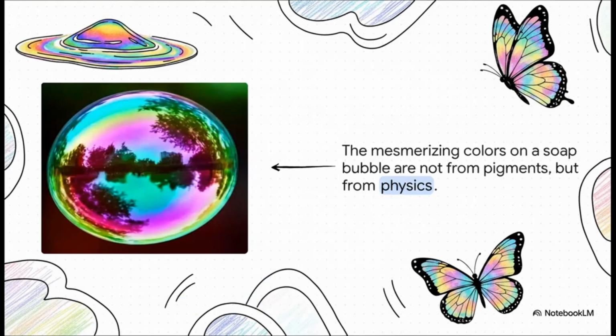Let's start with something we've all seen, right? A soap bubble. Just look at that mesmerizing shimmer. You see the same kind of rainbow effect on an oil slick after it rains, or even on the wings of a butterfly. But here's the crazy part. None of these things have any colored pigments in them. The colors aren't in the bubble, they're created by the physics of light itself.